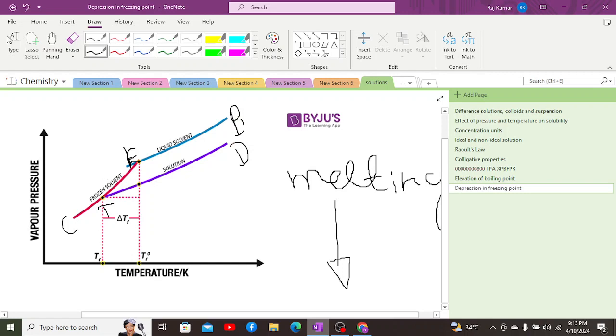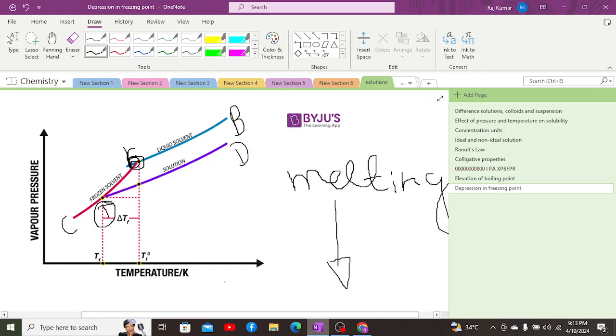Now, E is the point where the liquid and solid exist in equilibrium with each other, or we can also consider point E as the freezing point of the solvent, right? But when it comes to the freezing point of the solution, it occurs at the point T, right? Due to which we can say that the freezing point of the solution is at T, which is less than the freezing point of the solvent, due to which we can say that the depression in freezing point occurs whenever there is formation of a solution as a result of lowering in vapor pressure.